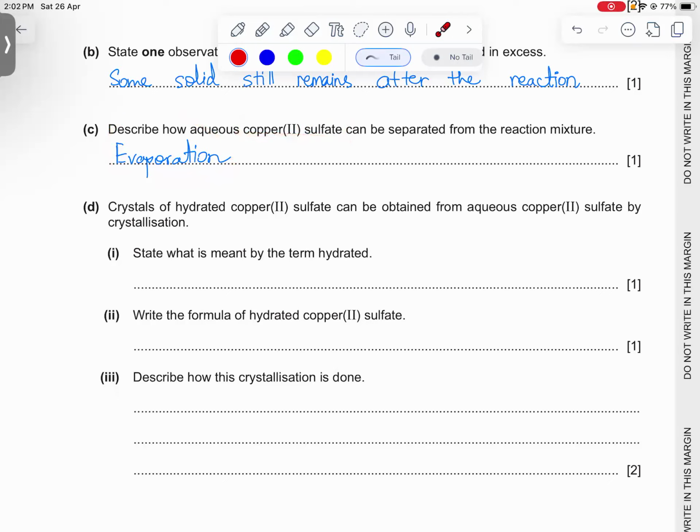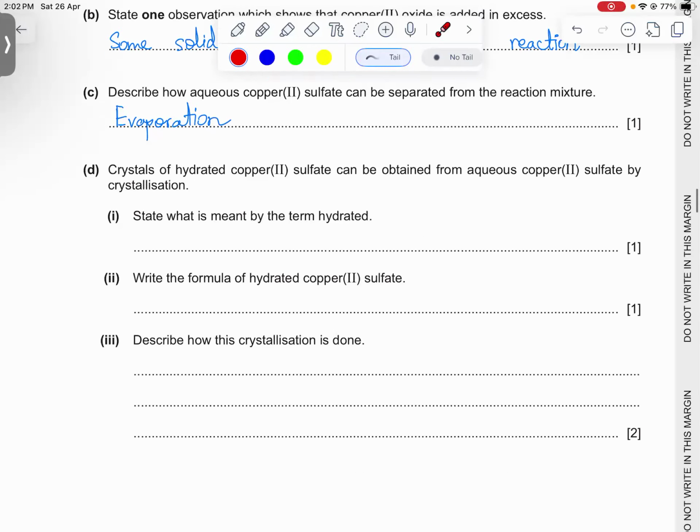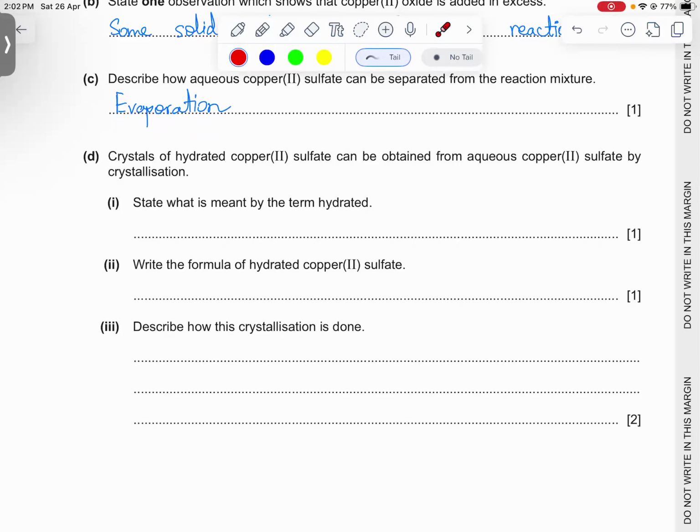Copper 2 sulfate, we know very well that it is thermally stable. Sodium salts, a lot of them, not the nitrate ones, are thermally stable. Most sulfates are thermally stable. So those can withstand evaporation, but others you have to crystallize. I hope that makes sense.